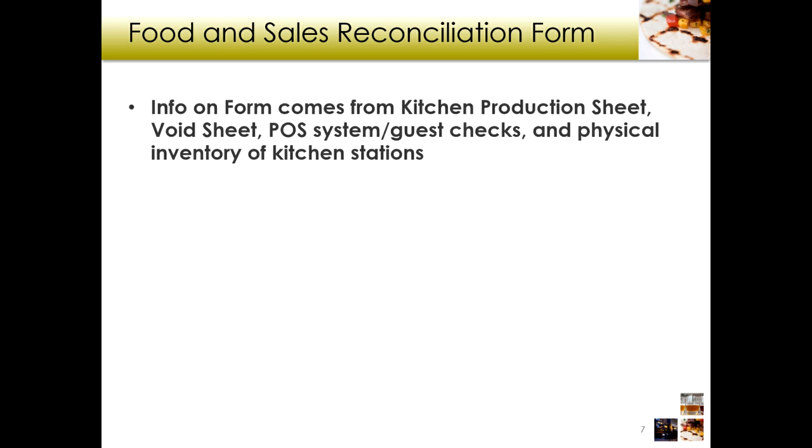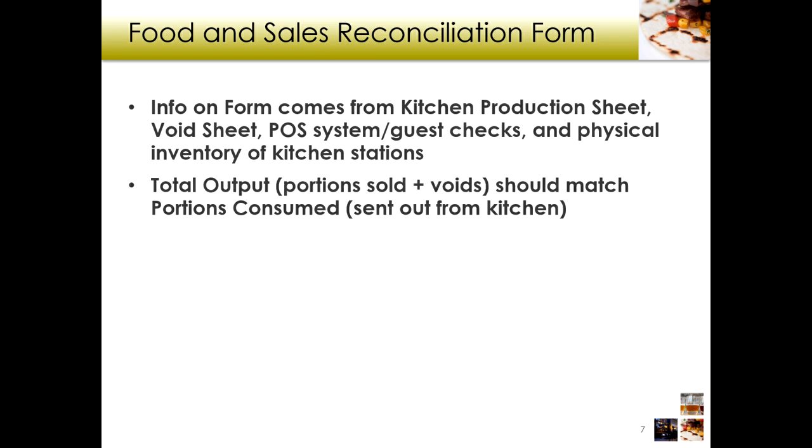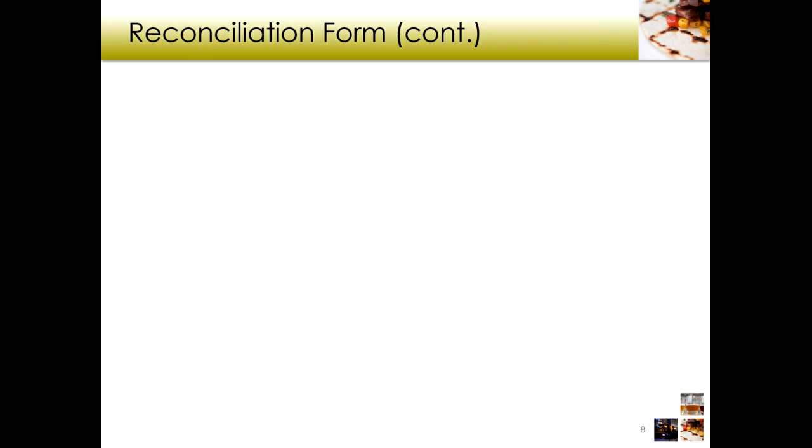So, couple notes, info on the forms from the kitchen production sheet, void sheet, POS system, guest checks, and physical inventory from kitchen stations. Our total output should match our portions consumed from the kitchen, right? And if there's any discrepancy, we need to look into that and figure out what's going on. Why is there a discrepancy, right? Did they sell? Sometimes it happens. They sold more than left the kitchen, right? Maybe we counted wrong in the kitchen. Maybe we gave them too many portions, right? I don't know. That's what sparks the investigation, right?